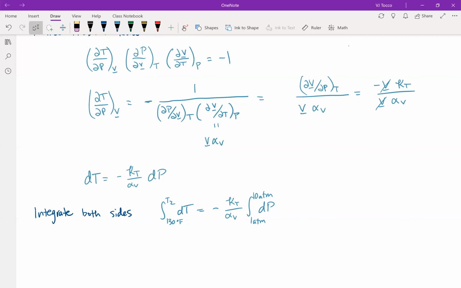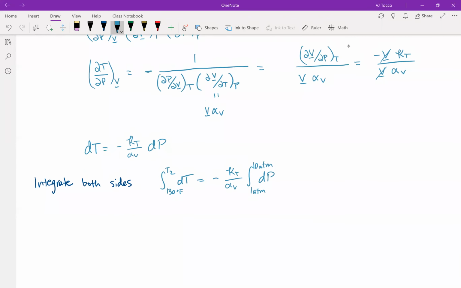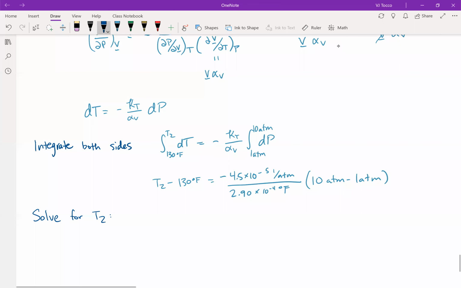So I have two really simple integrals here. I don't have any functions inside, so I simply get T2 minus 130°F is equal to kappa, which was 4.5 times 10 to the negative 5, 1 over atmospheres, over alpha, which is 2.90 times 10 to the 4 degrees Fahrenheit, times P1 minus P2, which is 10 atmospheres minus 1 atmosphere. And then turning to the calculator, you can solve for T2.